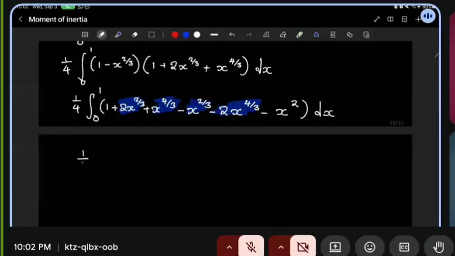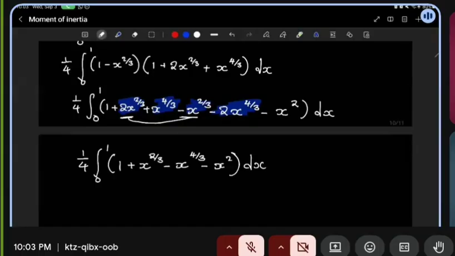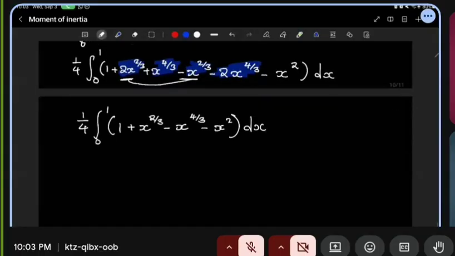So that now we have 1 over 4, 0 to 1, 2 over 3, or 2x, 2 over 3. This will simplify. And then x 4 over 3, and the other one will simplify as well. And then we'll have this one here. So please keep on checking what I'm doing to make sure that I'm doing the right thing. So at this point, we can now integrate.